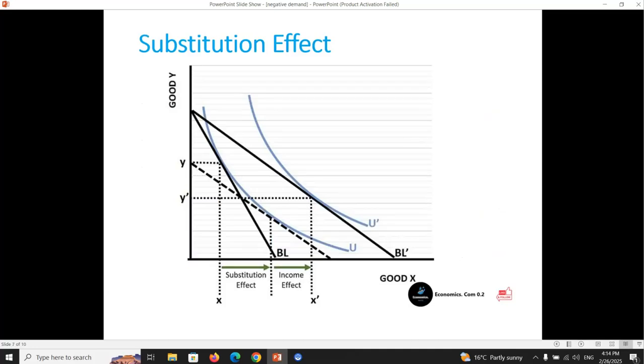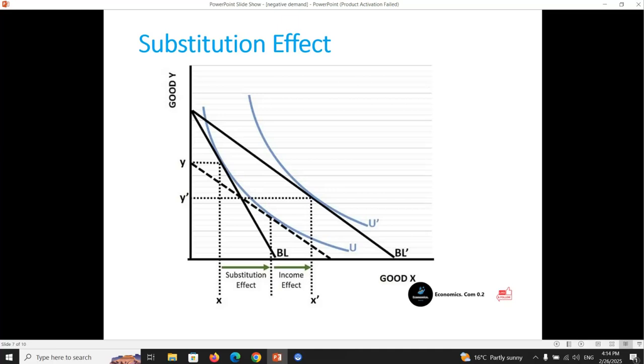Substitution effect. The other reason the demand curve is negatively sloping is the substitution effect. The substitution effect is an important concept in economics that explains how consumers adjust their choices when prices change. These effects play a direct role in shaping the demand curve's downward slope. The graph in this slide is crucial as it visually demonstrates how the substitution effect and income effect work together.